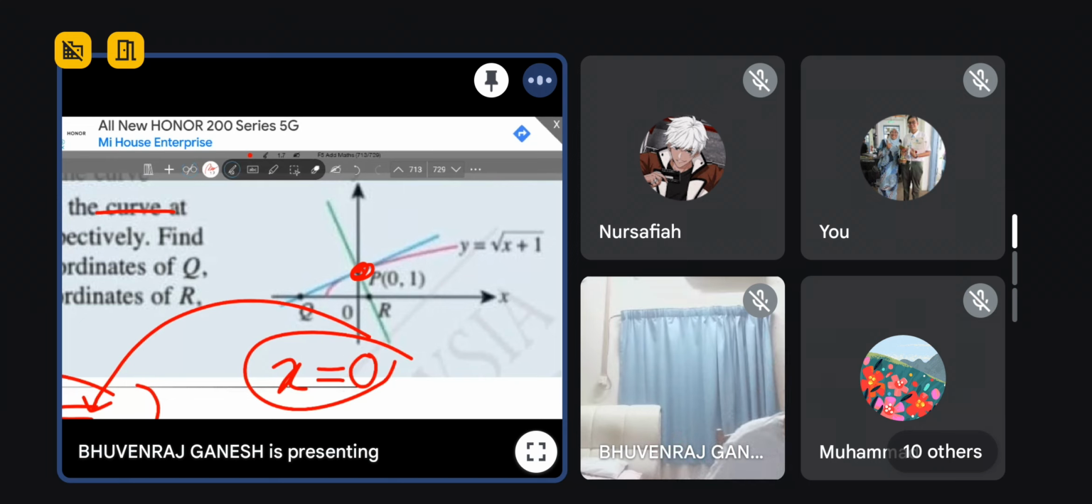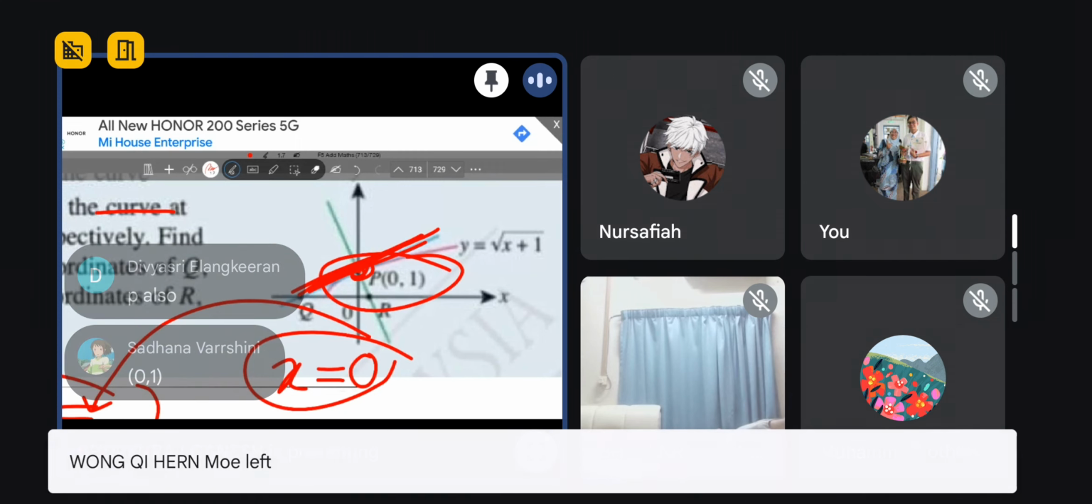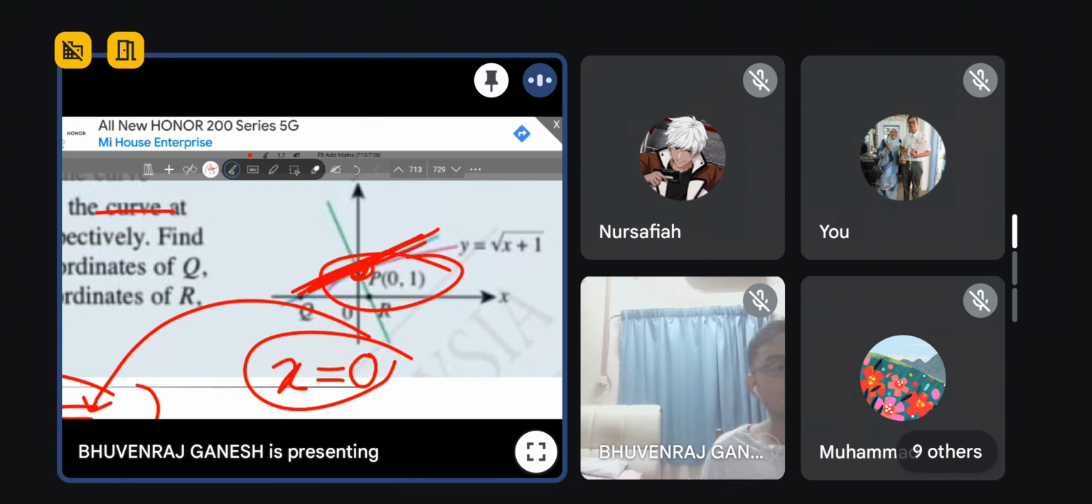Can you tell me what is the coordinate we are using to form this equation? Untuk membentuk persamaan ni, kita guna coordinate mana? We will use coordinate P. Am I right? Yes, correct. So what is the equation to form tangent? What is the general equation?